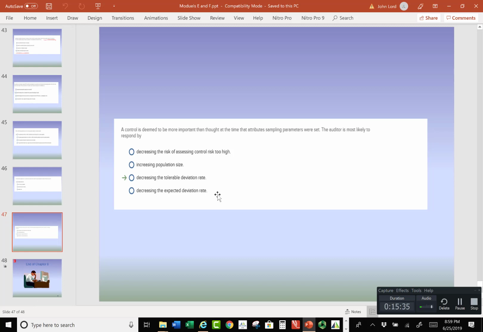As the control is deemed to be more important than thought at the time that attribute sampling parameters were set, the auditor most likely would respond by what? Decreasing the tolerable deviation rate, right? You want a bigger sample size. That control is more important than you originally thought. If you're saying, hey, this whole system fails if this one control isn't applied, then you're going to really audit the heck out of it. You take a much bigger sample size, you're going to lower your tolerable deviation rate, right? Okay?